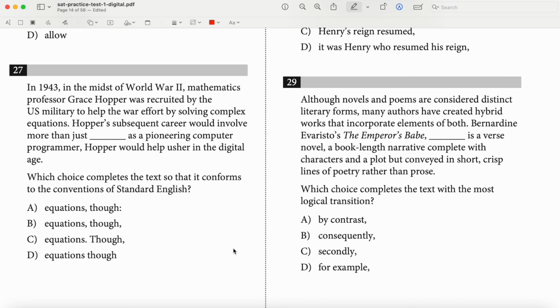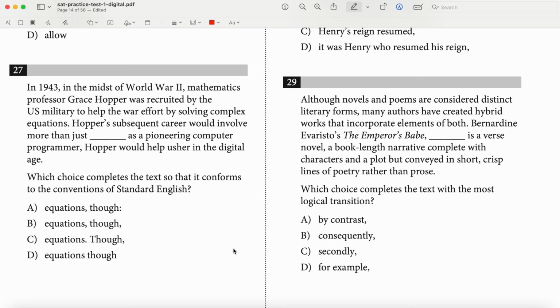Plug in answer choice C. Let's hear C. Hopper's subsequent career would involve more than just equations. Though, as a pioneering computer programmer, Hopper would help usher in the digital age. How's answer choice C sound? I think it sounds good, but I feel like the though doesn't really work. I agree with you 100%. It's better than B. What's wrong with though?